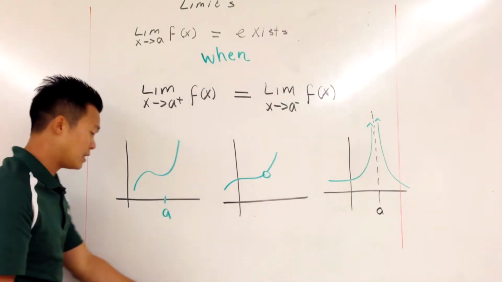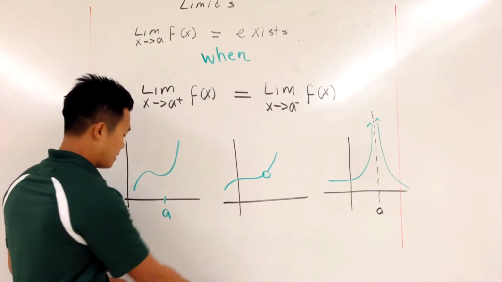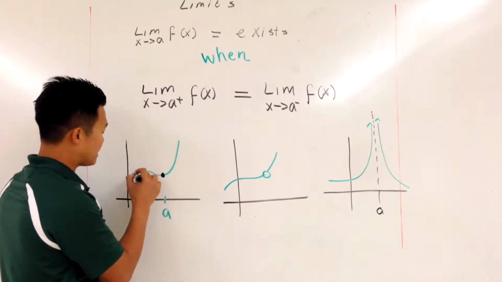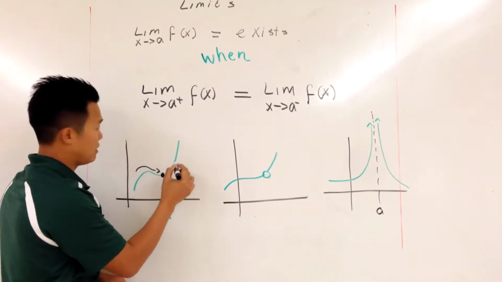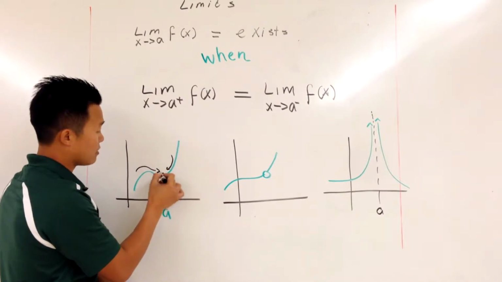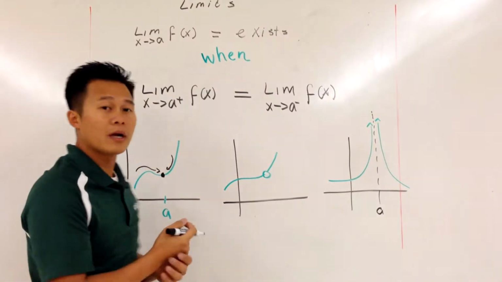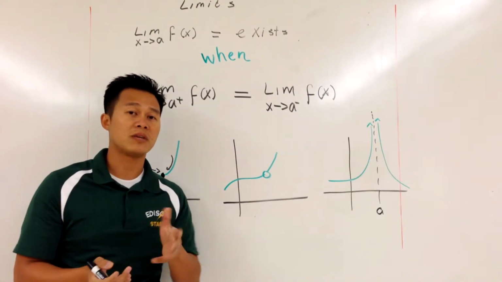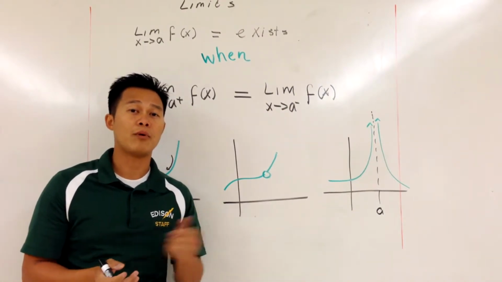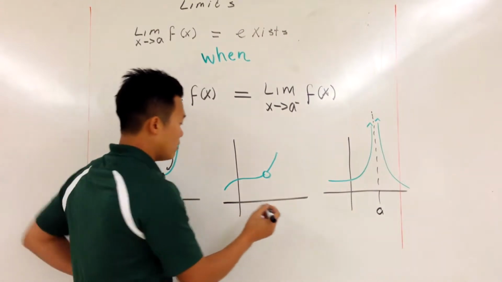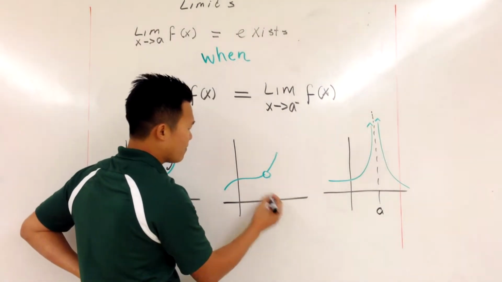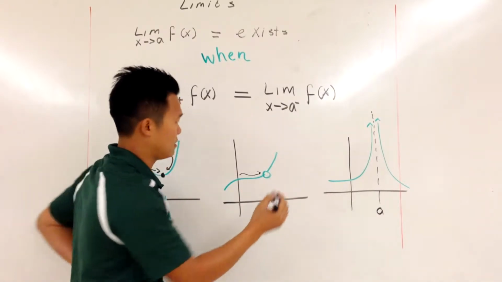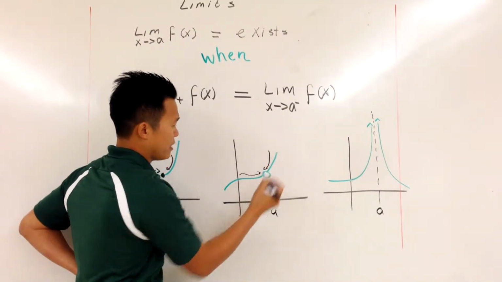If a function is continuous, then the limit does exist at that point a, because the limit as x approaches a from the left equals the limit as x approaches a from the right. Now, when we talk about limit, we don't care about the specific function value at that point. All we care about is what value the function wants to take on at that point.